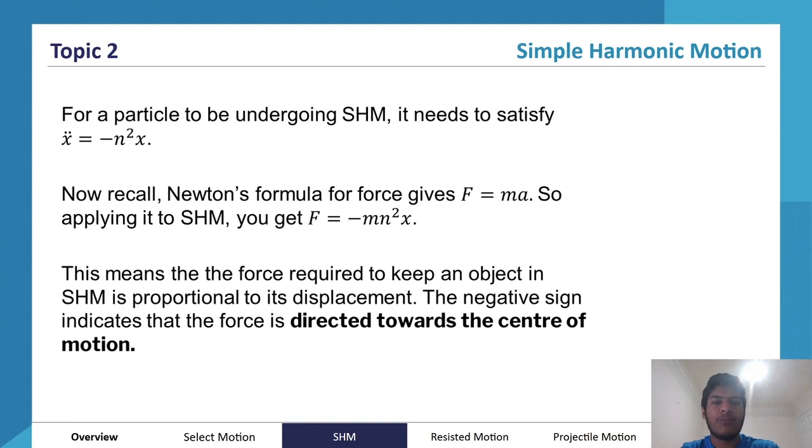Now recall that Newton's formula for force gives us F = ma, and so you can apply it to simple harmonic motion. You get F = −mn²x. So our force has to be proportional to position, right? Because mn², those are just constants. So our force is proportional to position. If that's the case, that's a very clear example of simple harmonic motion when we're talking about springs. The more you elongate them, the harder they pull, right? And it's actually a linearly proportional relationship. And so we end up with this being a very stock standard, perfect example of simple harmonic motion.